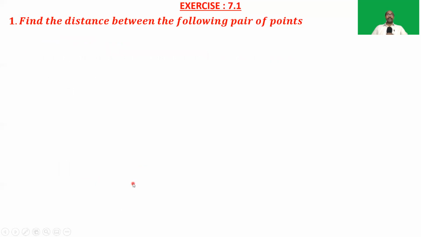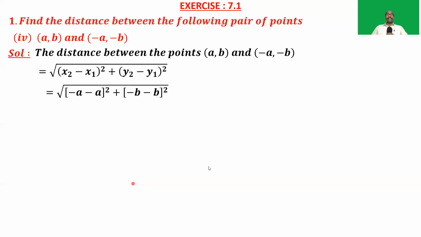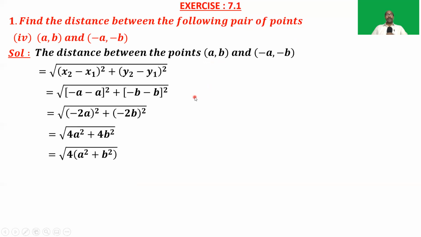Okay. And one more question, (a, b) and (minus a, minus b). So the distance between the points (a, b) and (minus a, minus b) is under root (minus a) whole square plus (minus b) whole square. So we get under root 4 into (a square plus b square), which is equal to 2 root (a square plus b square). Okay.